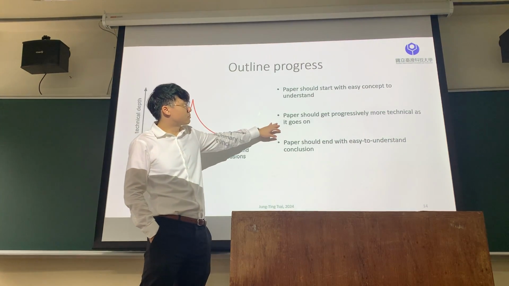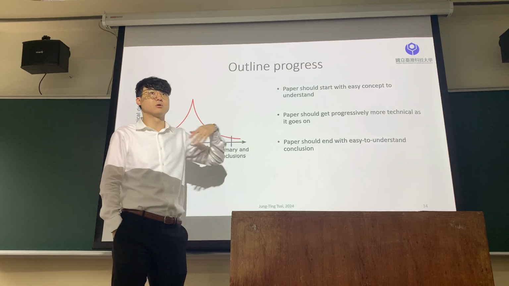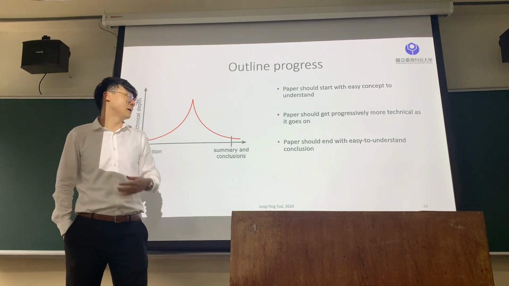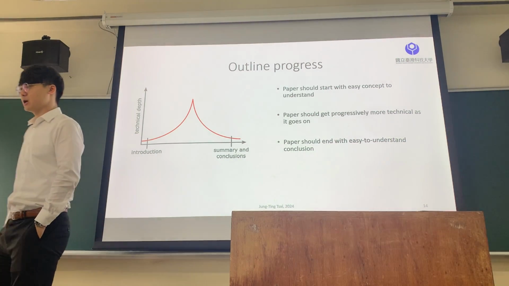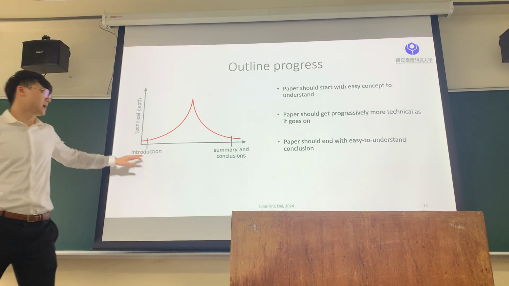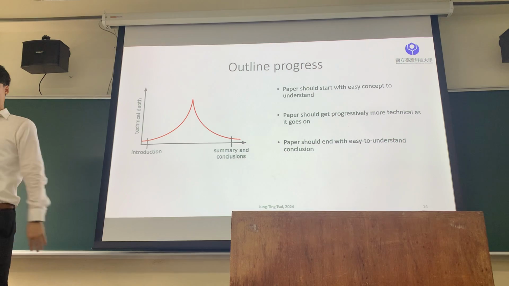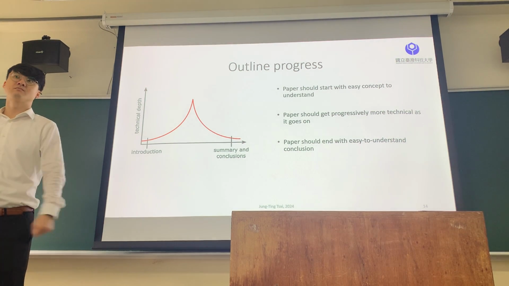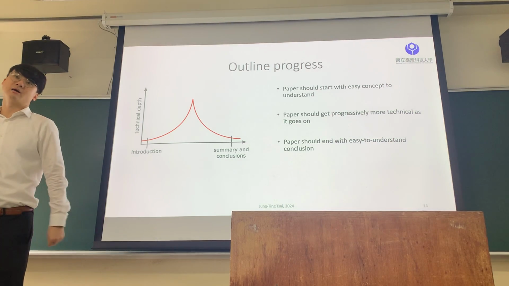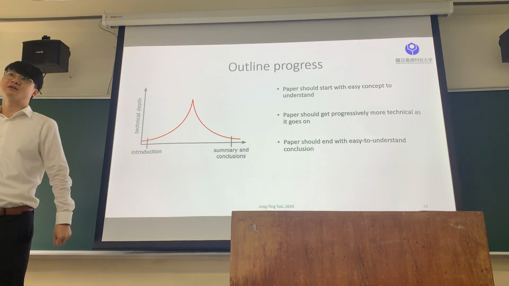Second, the paper should get progressively more technical and deeper as it goes on. The paper should end with an easy-to-understand conclusion. So I should be able to see the beginning and end very easily, very attractive, and then I start reading. Does that make sense? Yeah, it makes sense. But once you start writing, nothing makes sense.